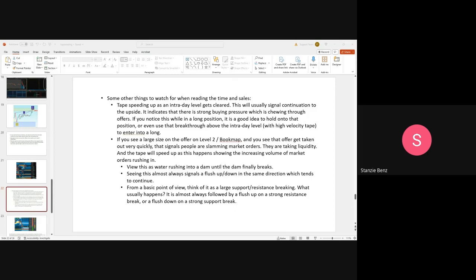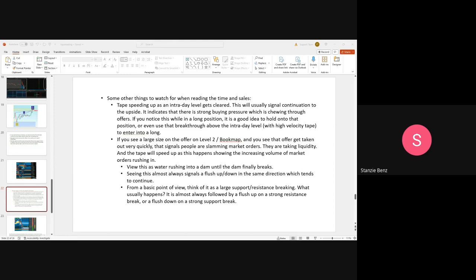So, tape speeding up as an intraday level gets cleared. This usually signals continuation to the upside. In my case, an intraday level could be the high of the day or a red zone that you see on my chart. Those are all intraday levels because they're weaker levels. So if price can easily chew through those levels, there's a good chance the price is going to shoot up and continue higher. If you notice this while you're in a long position and an intraday resistance gets cleared, it is a good idea to hold on to that position. If you see the tape speeding up as that level broke, you can even use the breakthrough above that intraday level to get into a long.